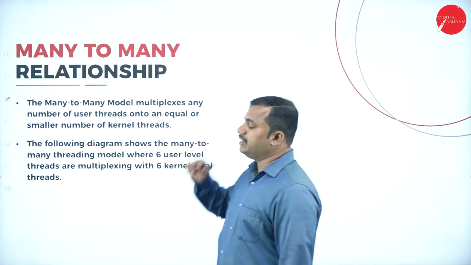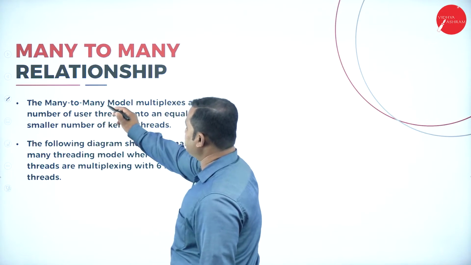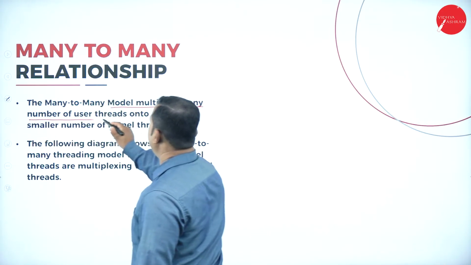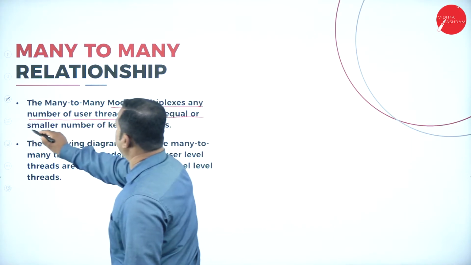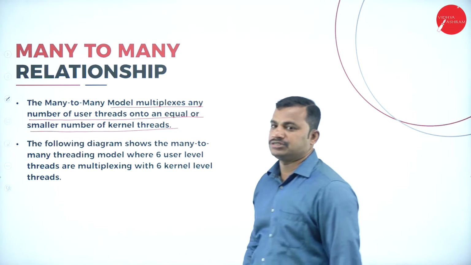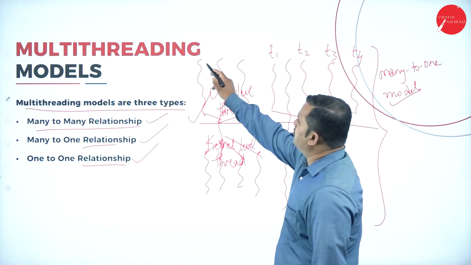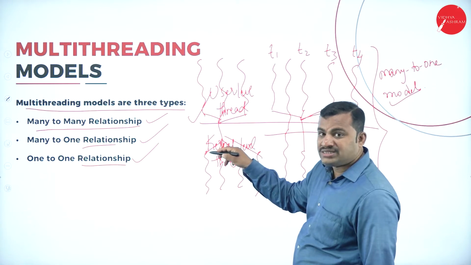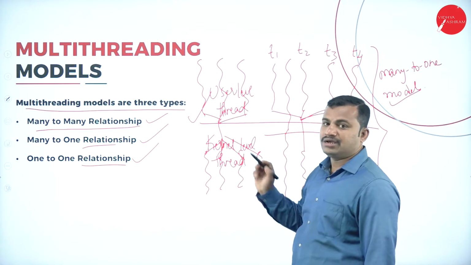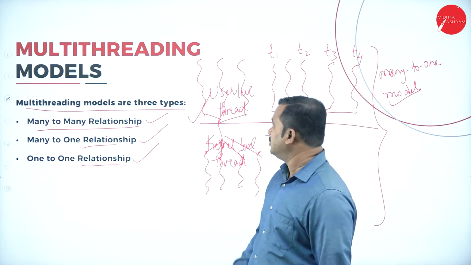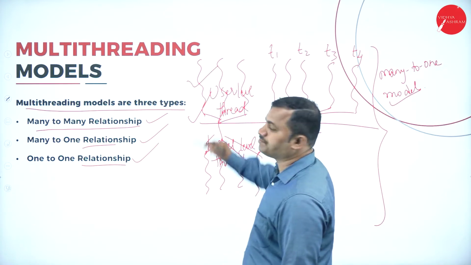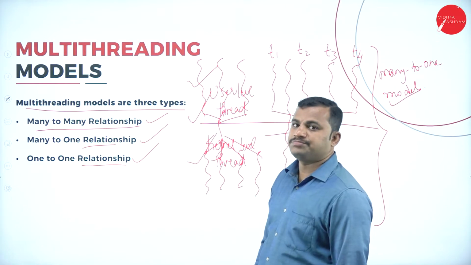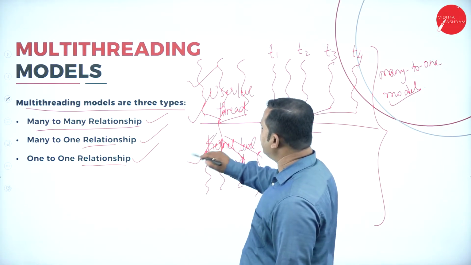First one, many-to-many relationship model. In this case of many-to-many model, multiple access any number of user threads onto equal or smaller number of kernel threads. As I told you here, many number of user threads are equal to or less than the number of threads available in the kernel threads. That means the number of threads created in the user space is equal to the number of threads in the kernel space is also possible, or less than that is also possible.